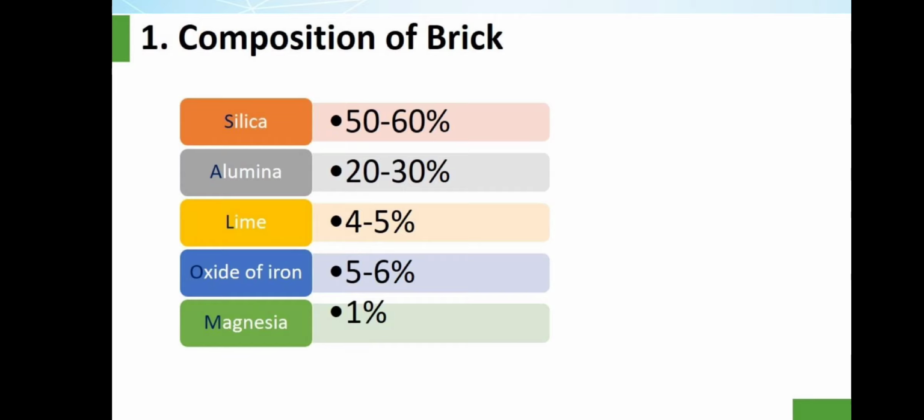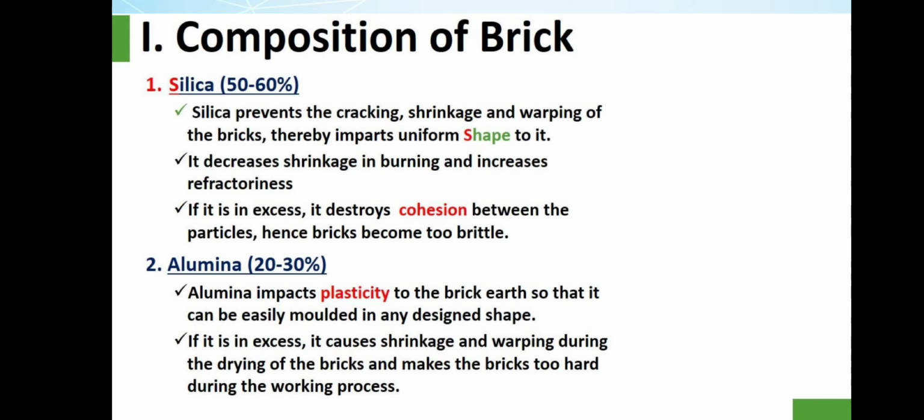Composition of brick: silica 50 to 60%, alumina 20 to 30%, lime 4 to 5%, iron oxide 5 to 6%, magnesia 1%. First, silica. Silica prevents the cracking, shrinkage and warping of the bricks, thereby imparting uniform shape to it. It decreases shrinkage in burning and increases refractoriness. If it is in excess, it destroys cohesion between the particles, hence bricks become too brittle.